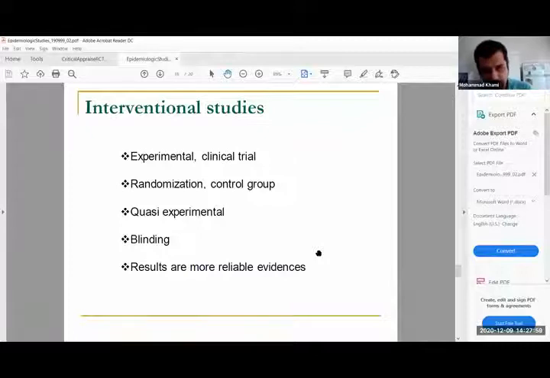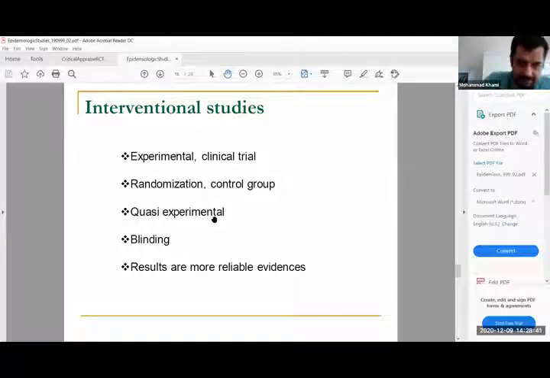According to 2 factors, we can divide interventional studies into 2 categories. These 2 are randomization and control group. If we have randomization and a control group, then we have a complete interventional or experimental study. But if we don't have randomization or we don't have a control group, then the name of the study would be quasi-experimental. So according to randomization and control group, we can divide these types of studies into experimental or quasi-experimental.